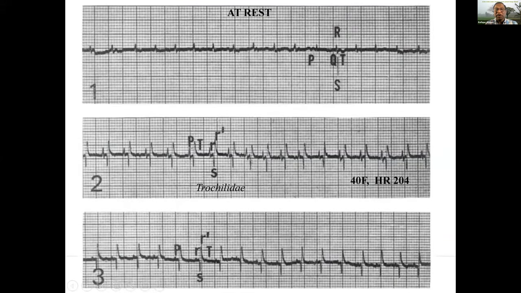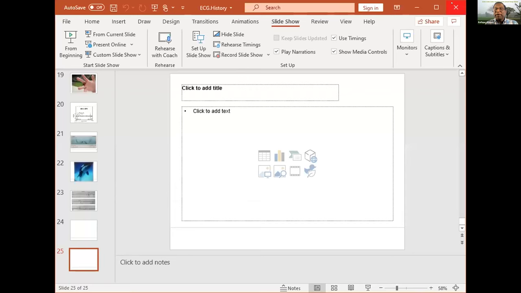Hummingbird has a very fast heart rate, like 204. And that's about it. I thought that this would be good fun to talk about this history and the animal ECG. We're going to do some questions.